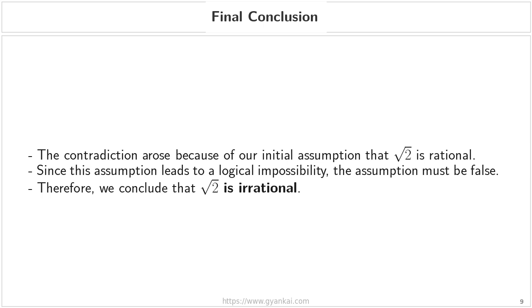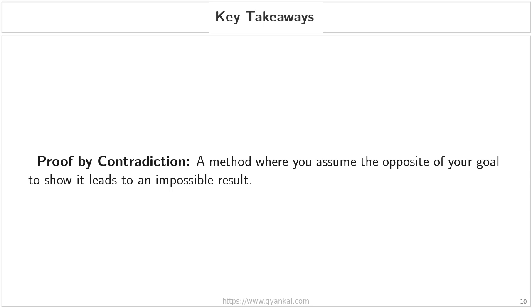Now that we have reached this point, let's bring everything together for our final conclusion. Key takeaways. First, let's look at the method we used, proof by contradiction. As we discussed in our detective analogy earlier, this is a powerful logical tool. Instead of attacking the problem directly, we start by assuming the exact opposite of what we want to prove. We then follow the logical consequences of that assumption until we hit a dead end, a logical impossibility. When that impossibility appears, it proves that our starting assumption must have been wrong.